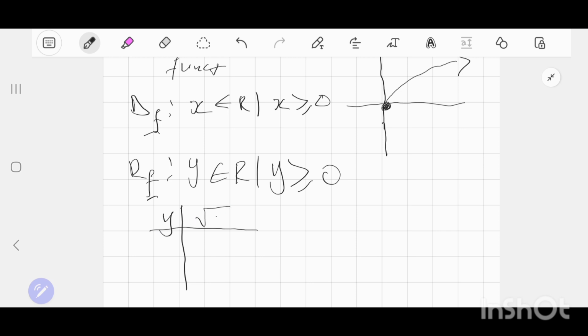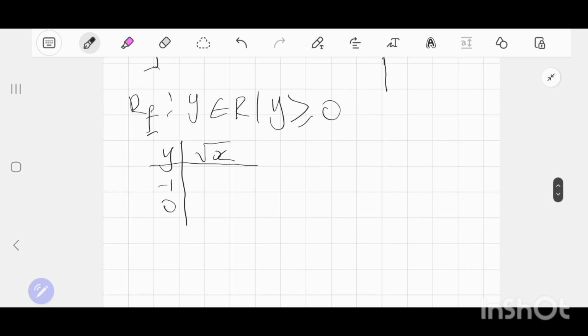So this is your Y, this is your X. If you make maybe negative 1, 0, 1 and 2, and maybe 4. I'm making a mistake here. Here it must be like this, people, 2 and 4. Because these are my inputs, remember. So if I put this one, remember, it won't work.